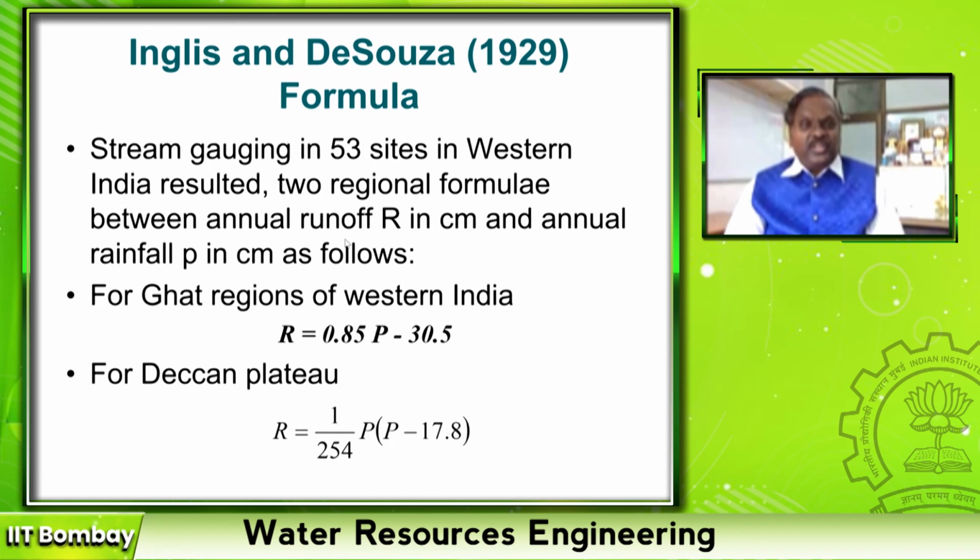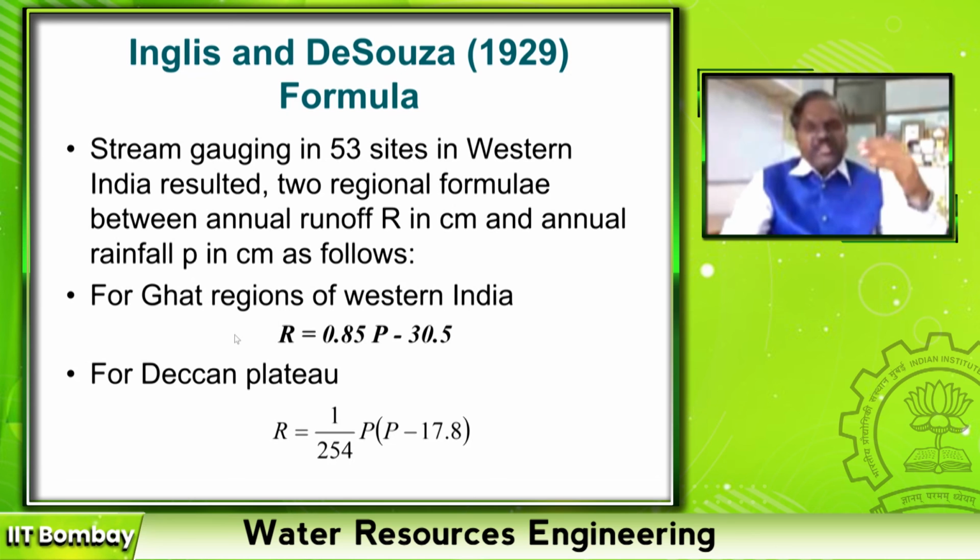So Inglis and D'Souza, as named, are from the Goa region. They carried out observations of rainfall and runoff in the Ghat regions of Western India, right? Then they developed a regression equation. This is a linear regression equation, whereas for the Deccan Plateau, it is non-linear, right? It will come out as P squared minus P, right? So these equations can be used to estimate the runoff, right? But it works very well for annual runoff, because it is estimated using annual rainfall and annual runoff.